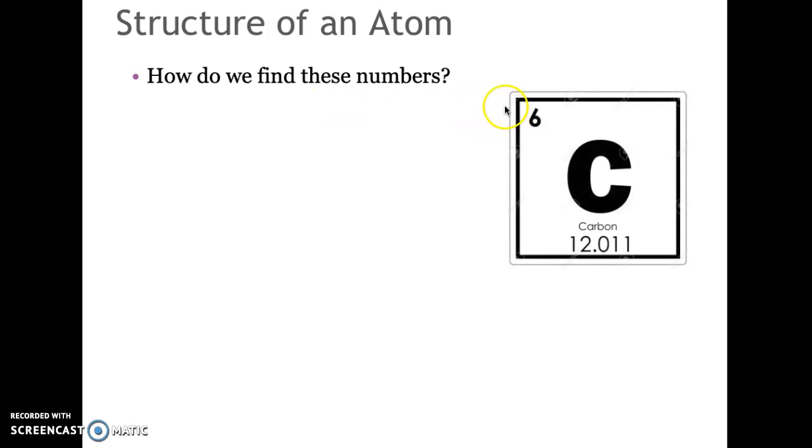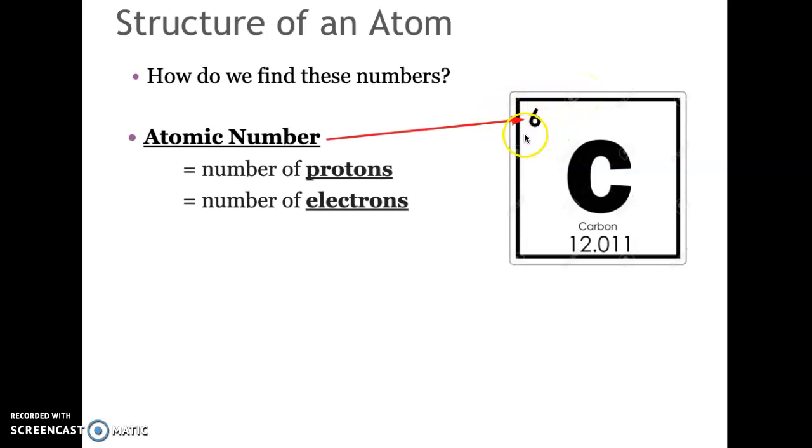So here is carbon. This is what carbon looks like in the periodic table. This number in the top left corner, sometimes it's in the right corner, but it's the one at the top, that's called the atomic number. And that tells us how many protons there are and how many electrons there are, because those are going to be the same, because protons are positive, electrons are negative, so they have to be the same, mostly.